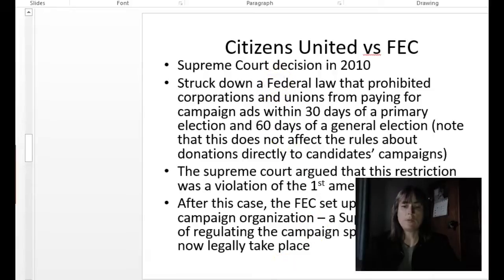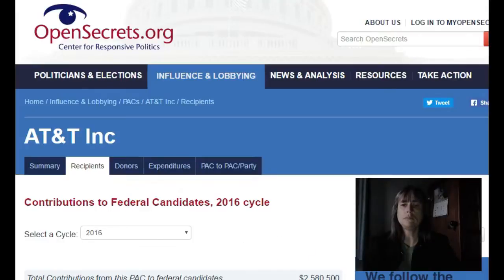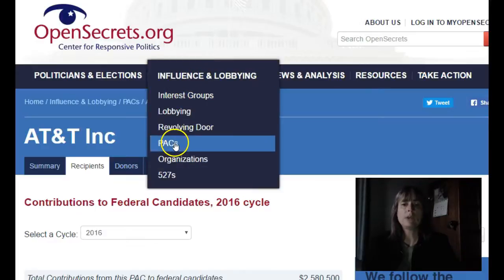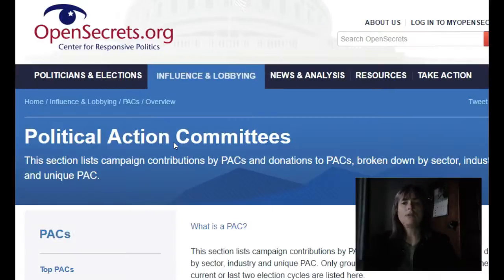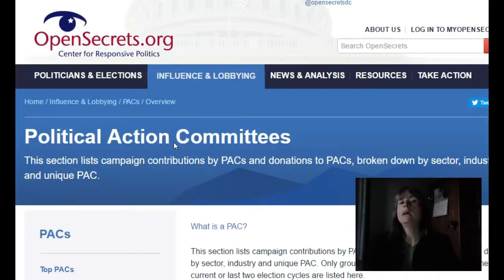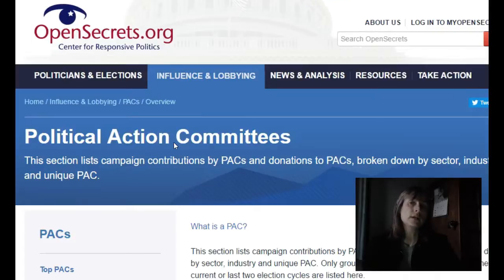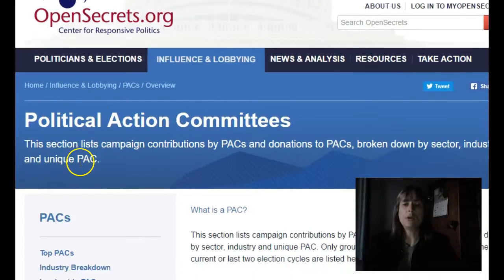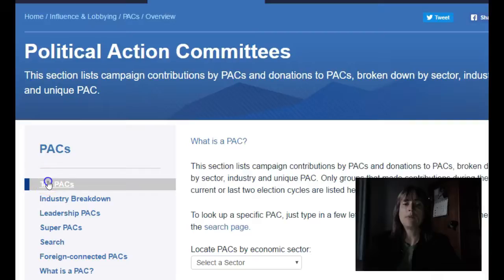And I'll take you to a website, opensecrets.org, that collects campaign contribution data. And the first thing I want to do is show you what a regular old PAC looks like. I like to call it a regular old PAC. This is the kind of PAC that was in existence before this case and is still in existence, and see how they work.